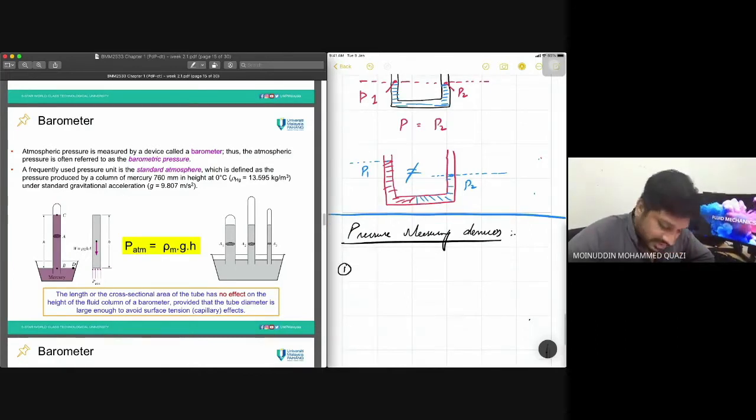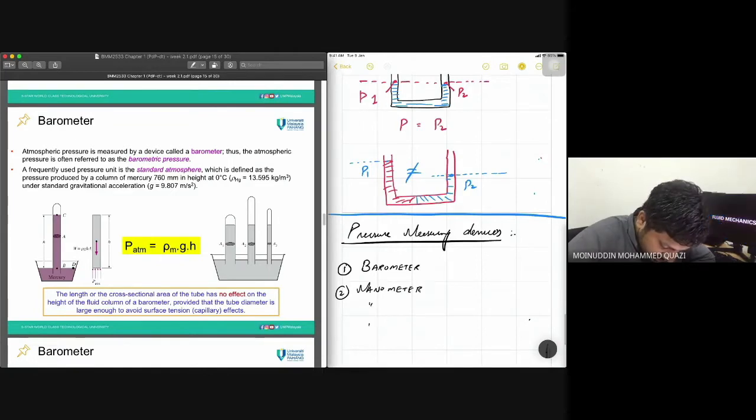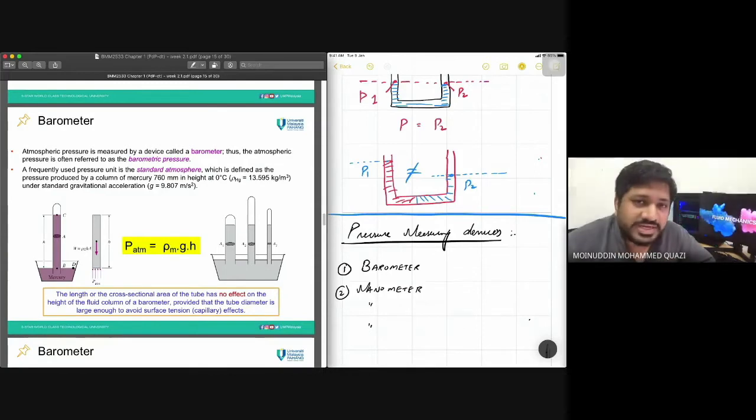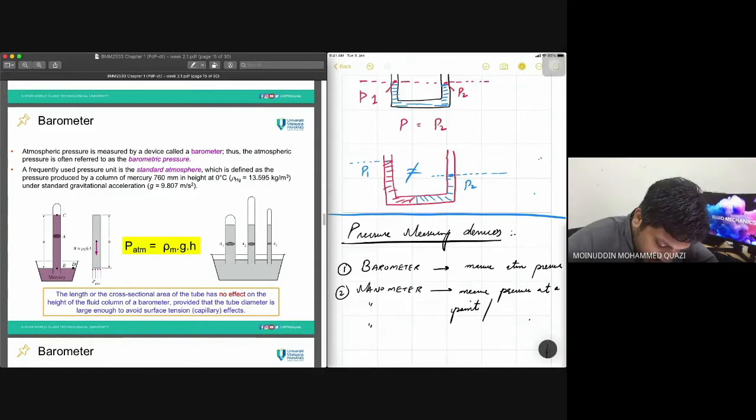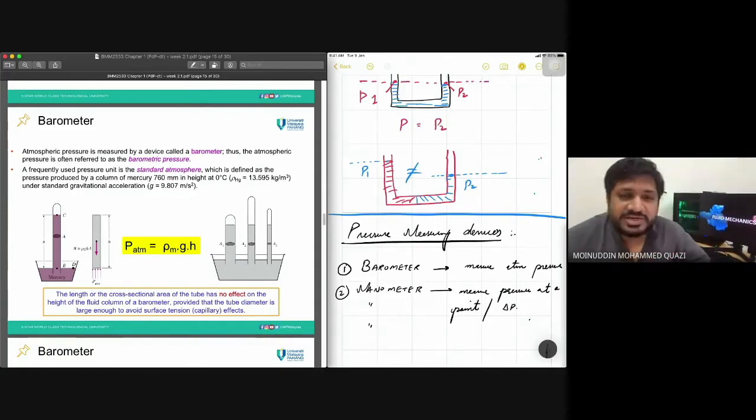There are many types. Number one is barometer. Number two is manometer, and so on. The function of barometer is to measure atmospheric pressure. The function of manometer is to measure pressure at a certain point, or it can measure pressure difference, delta P.